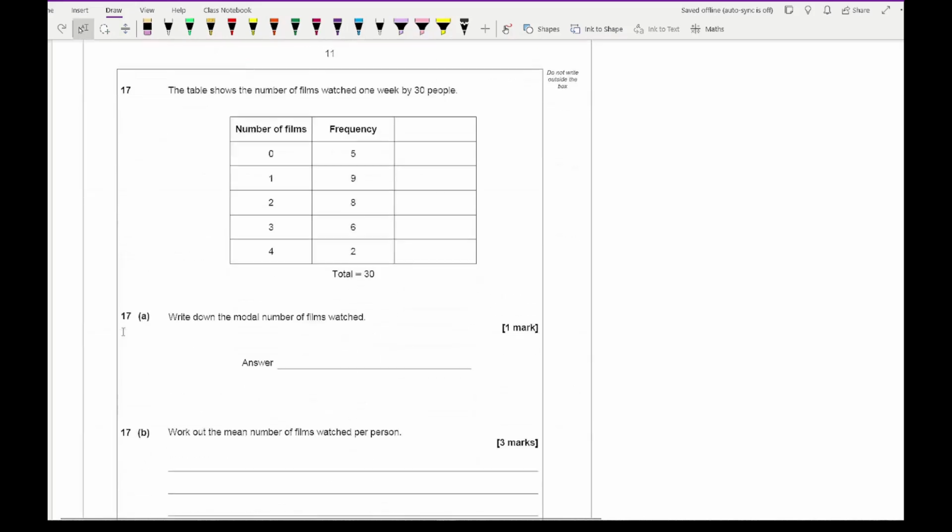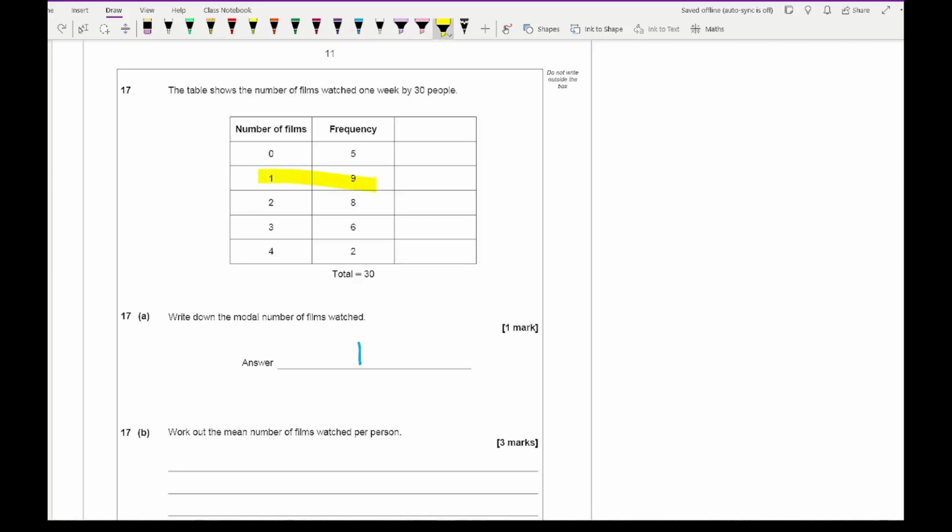Now moving on to question 17, it says the table shows the number of films watched in 1 week by 30 people, and question A is asking us for the modal number of films watched. Now this is the most popular one, so the one with the highest frequency. So for this, the one with the highest frequency is going to be 1, as it's this one here.